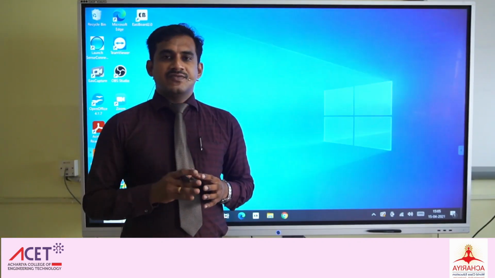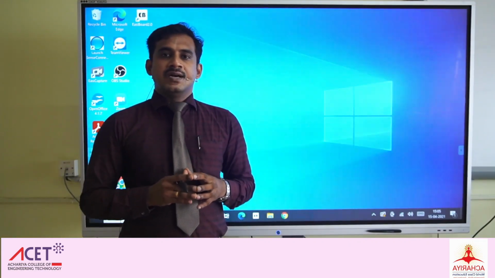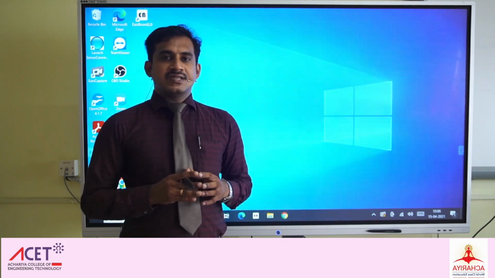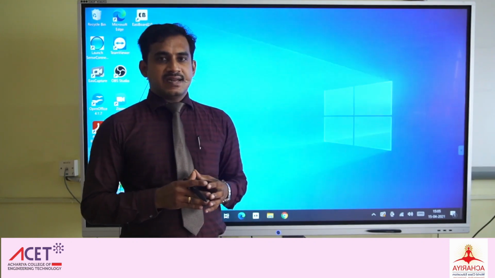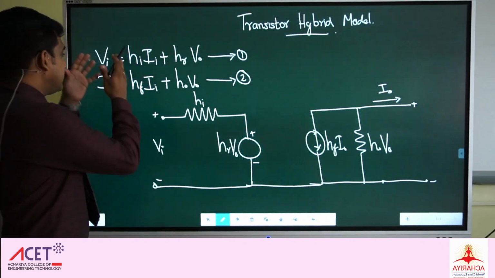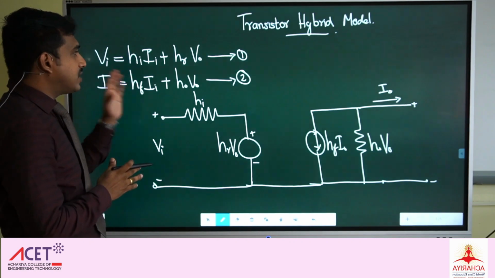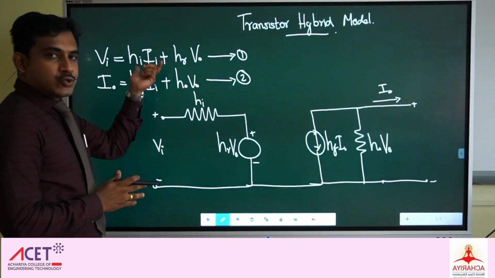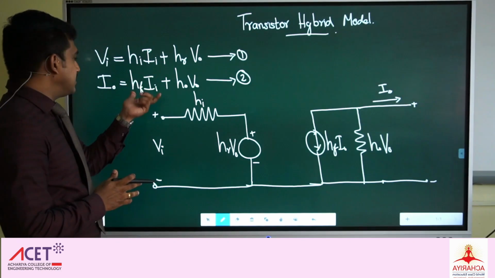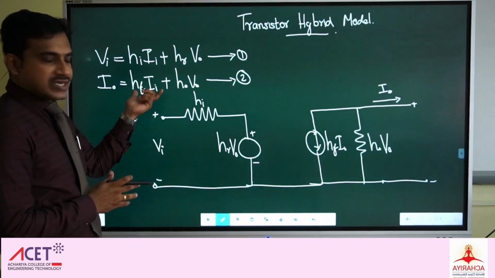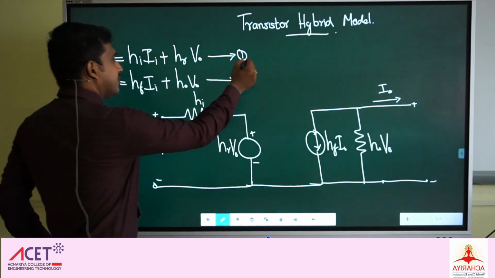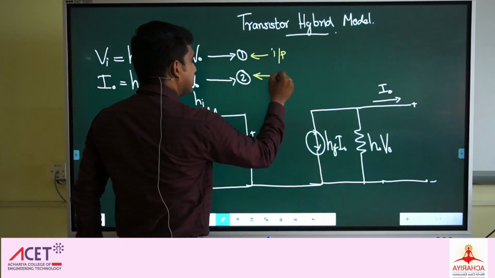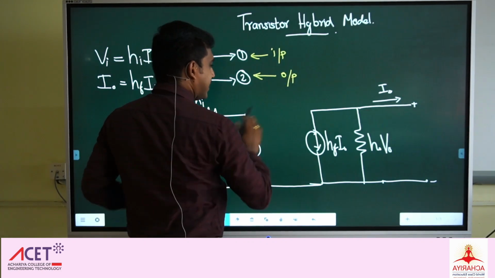In the previous part 1 video, we derived two equations by using the transistor as a two-port device. Using those equations, we are going to analyze the transistorized amplifier. By these two equations, we are going to draw a transistor hybrid model equivalent circuit. This equation seems to be a Kirchhoff voltage law equation, and this equation seems to be a Kirchhoff current law equation. By using the first equation, we can draw the input side, and by the second equation, we can draw the output side of this equivalent circuit.